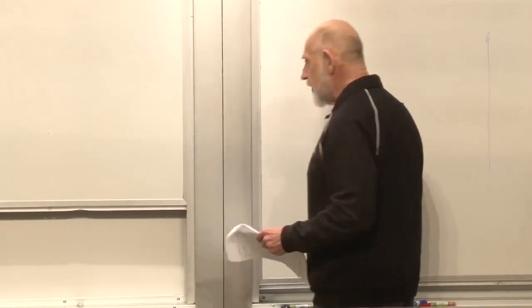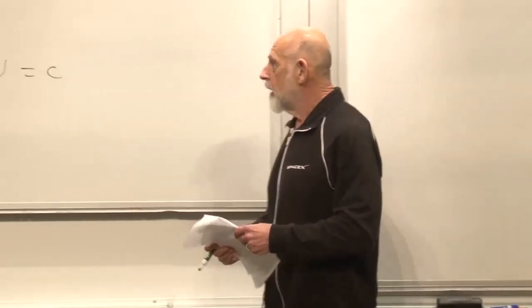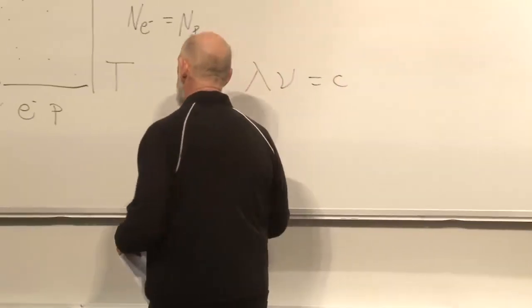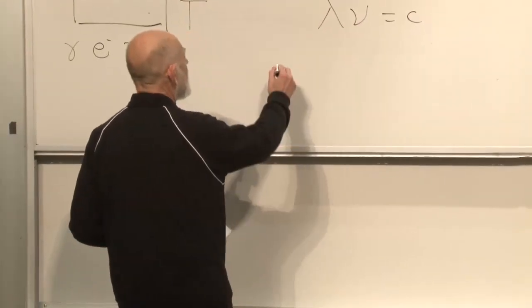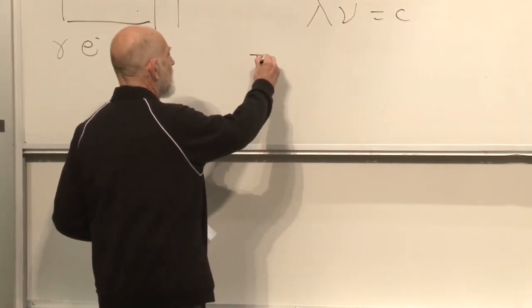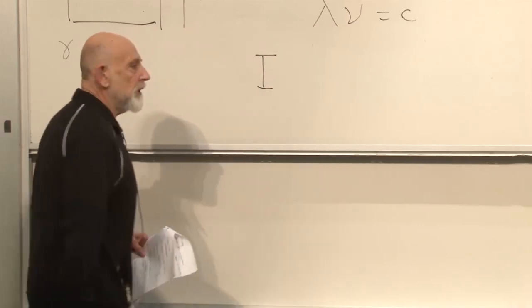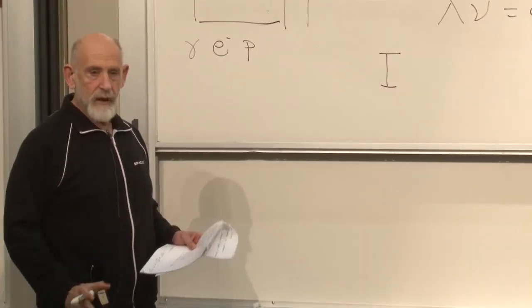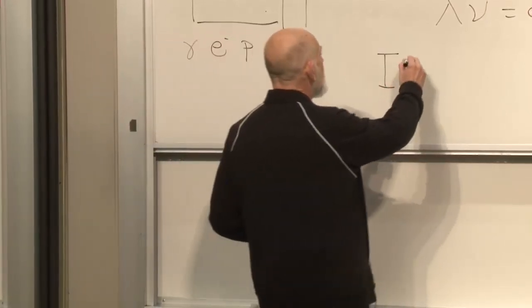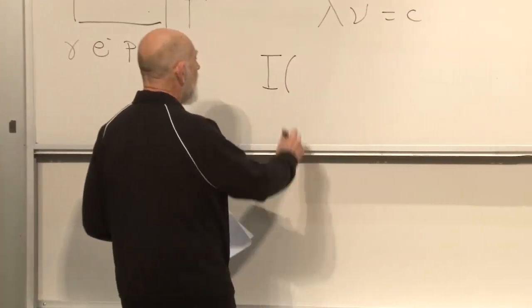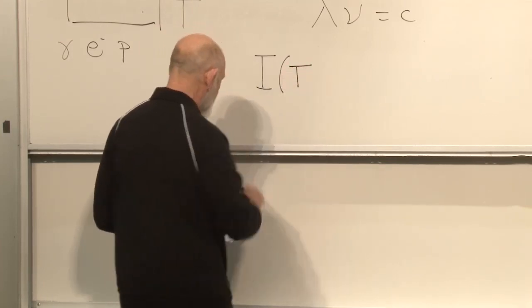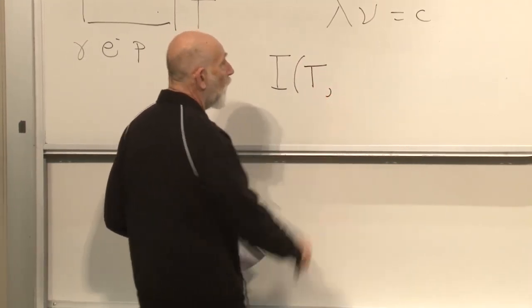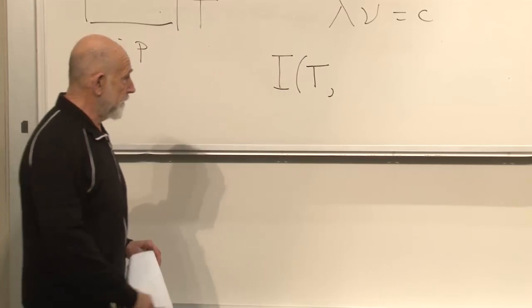And it's characterized by a function called the intensity I, and the intensity I is basically an energy density. It's a function of both the temperature and either the wavelength or the frequency.